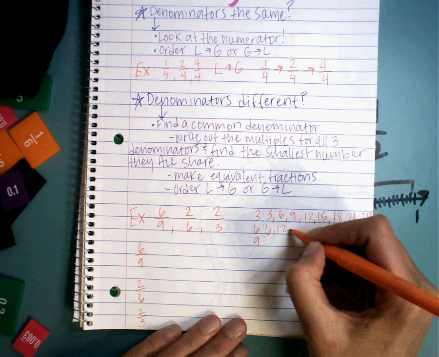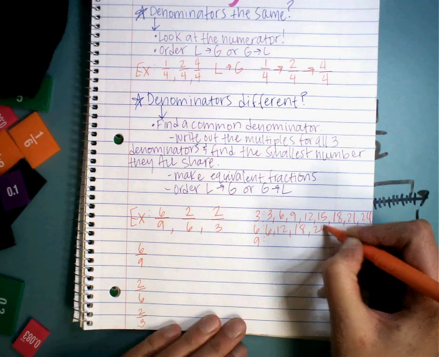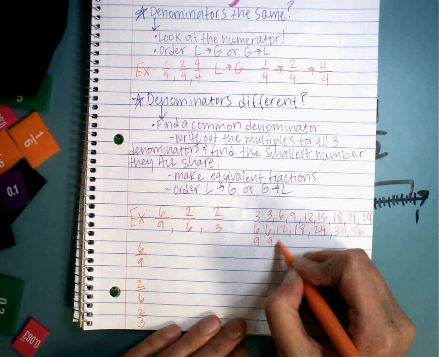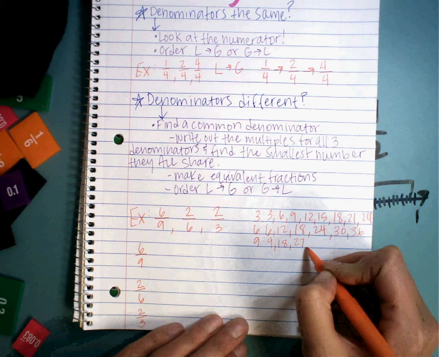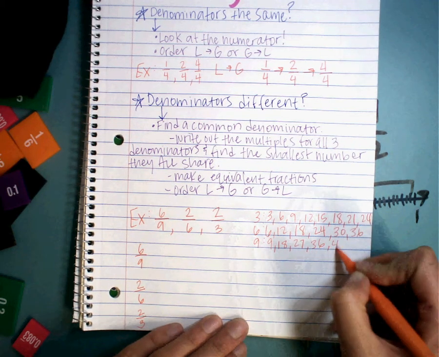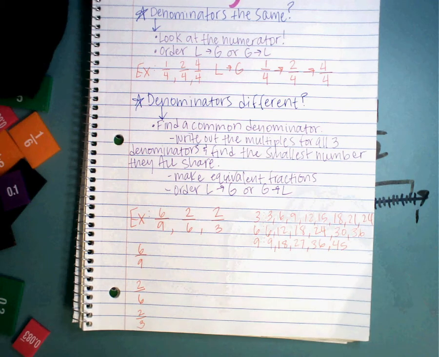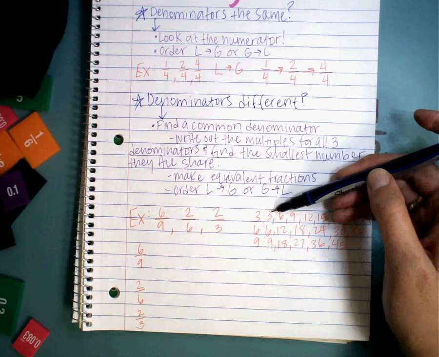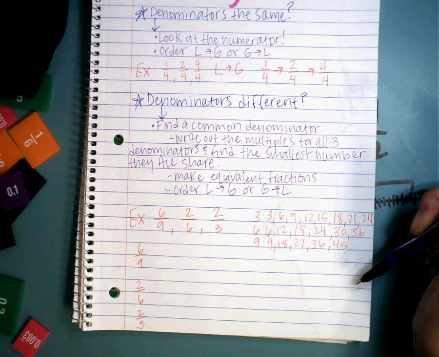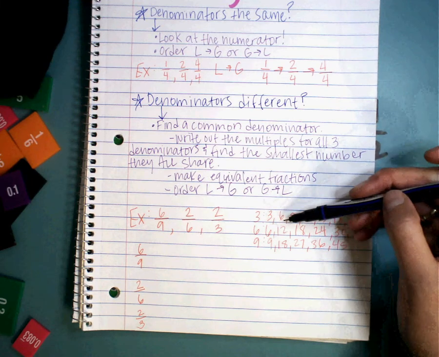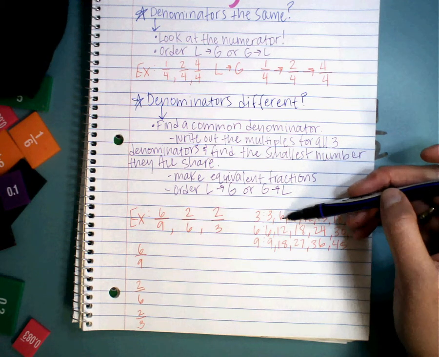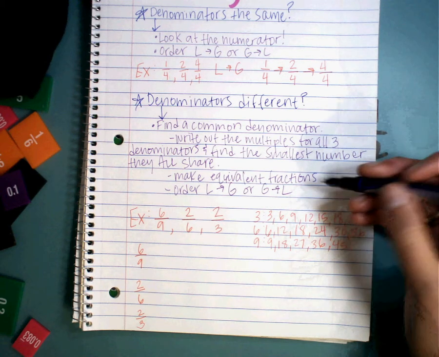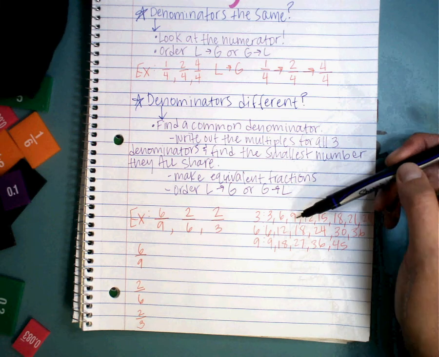All right, so let's do 6: 6, 12, 18, 24, 30, 36. Now let's do 9: 9, 18, 27, 36, 45. Now I'm going to go through these. Do they all share the multiple of 3? Is there a 3 in all three of these lines? No, there's not. Is there a 6 in all of these lines? Well, 6 is a multiple of 3 and a multiple of 6, but not a multiple of 9, so we can't do that one. What about 9?